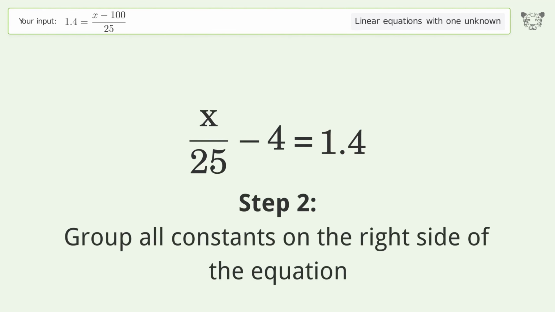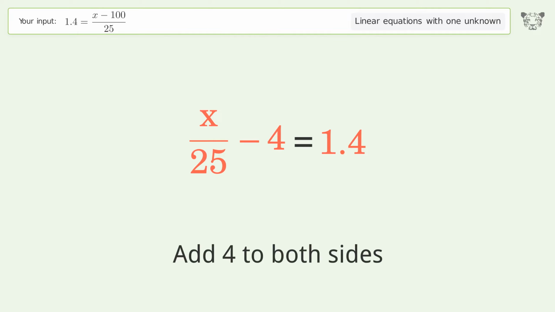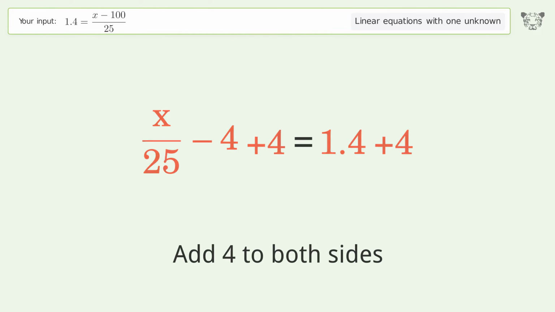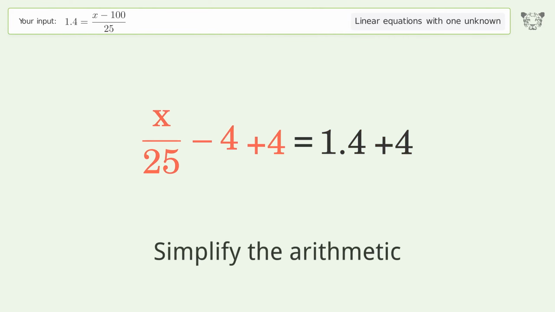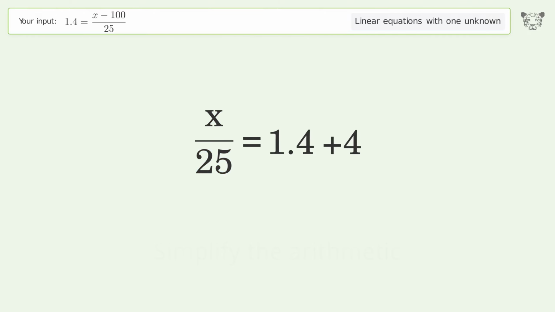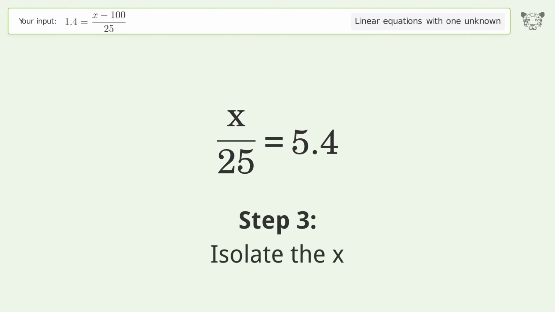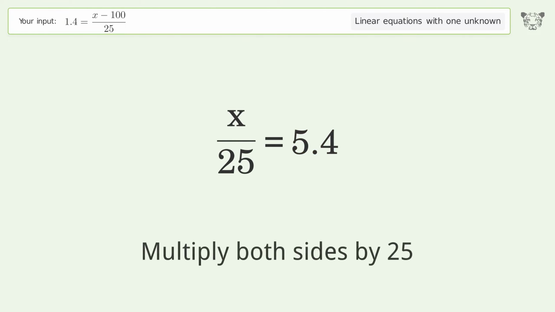Group all constants on the right side of the equation. Add 4 to both sides. Simplify the arithmetic. Isolate the x. Multiply both sides by 25.